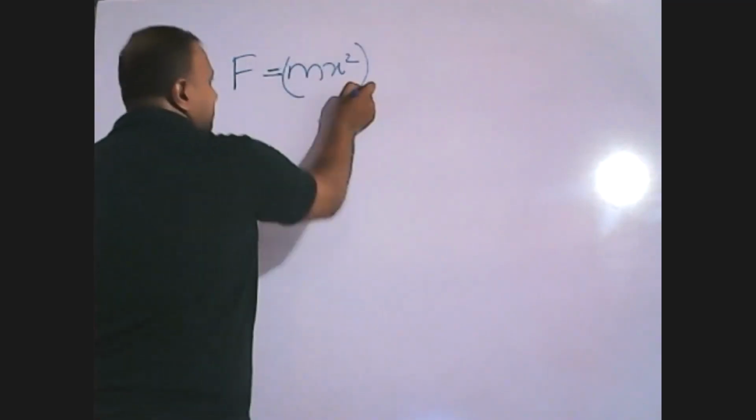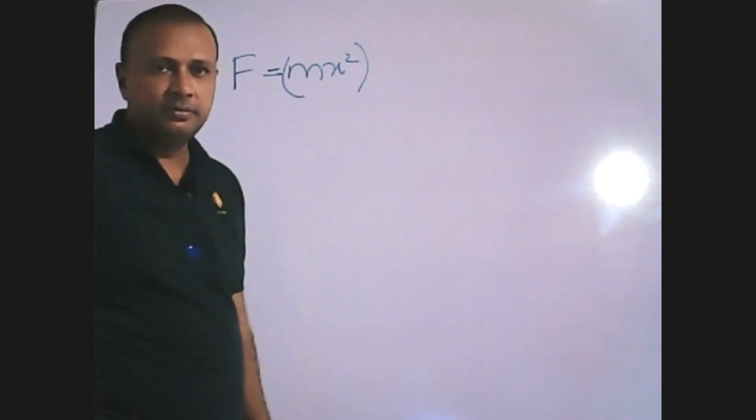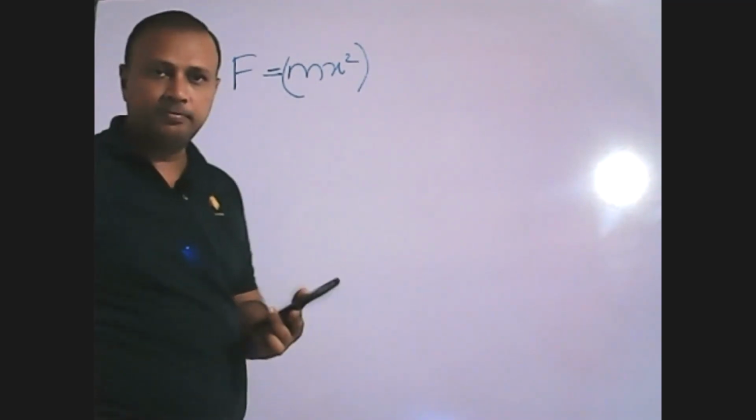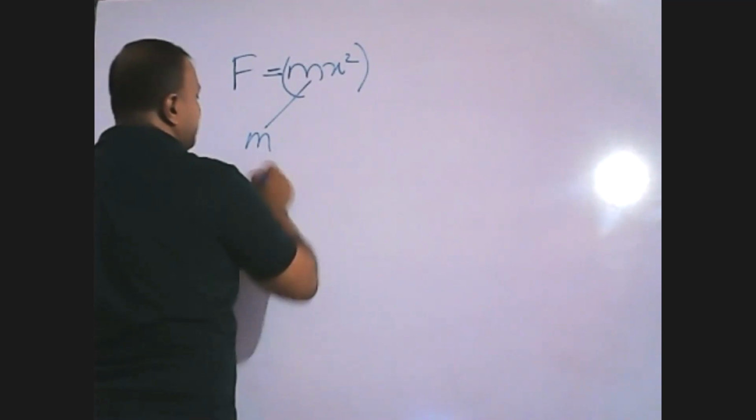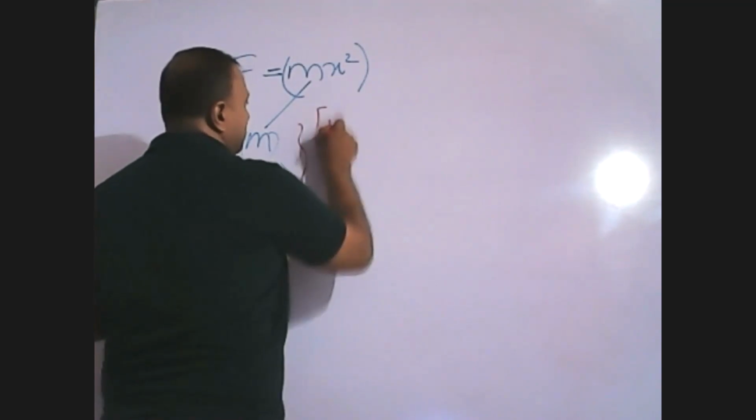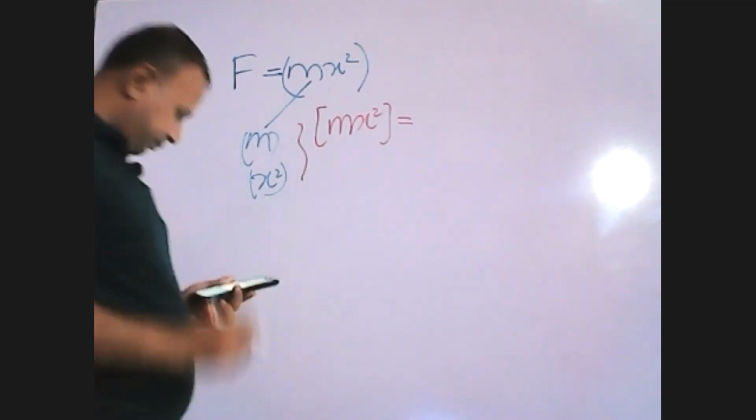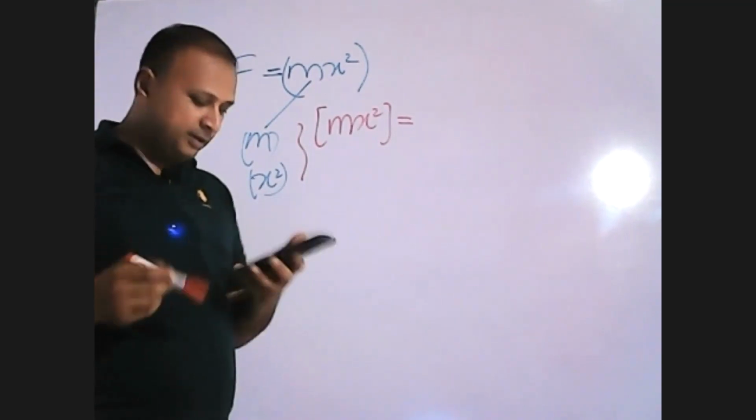So on the right hand side, there's only one term. This is a term. Do you understand me, Puta? Yes, sir. So do not separate m and x squared. Okay, you have to take the dimension of mx squared at first. Please correct that one, Puta.